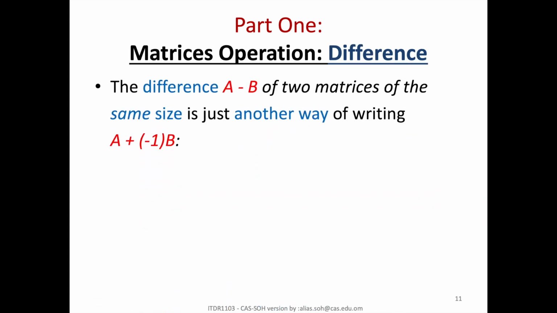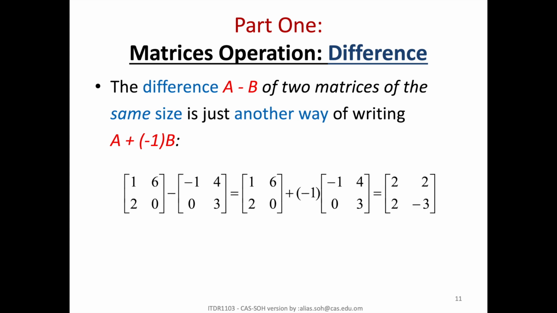For difference, it will be almost the same as addition, and we can write it in another way, like A plus (-1)B. For example, if we have these two matrices, first you need to make sure that they are of the same size. Then you take each corresponding entry and subtract them. Or if we write it the other way, we first multiply the second matrix by -1, which changes the sign of the matrix entries, and then we just add.